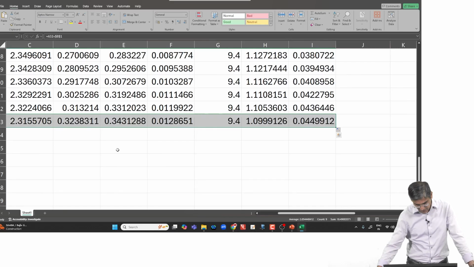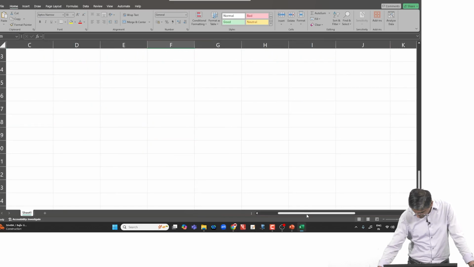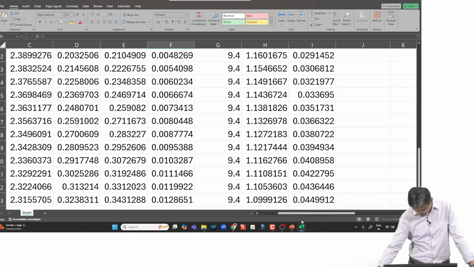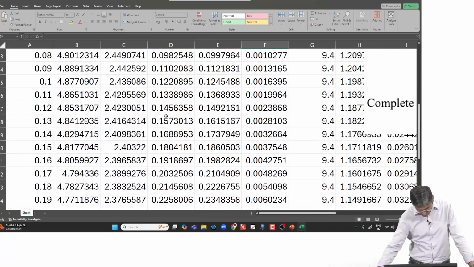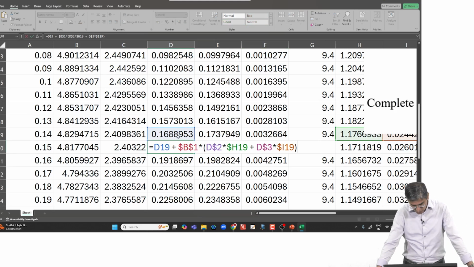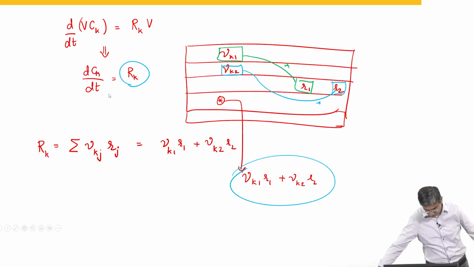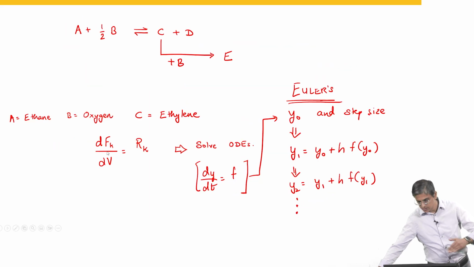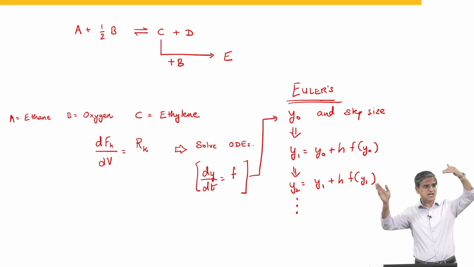Actually, what I will do is I will also make one more check. I will just go to any one of these, let us say over here, and do an F2. So this value is this blue value multiplied by what is red. We have Ck is Ck from the previous row plus H multiplied by reaction rate.